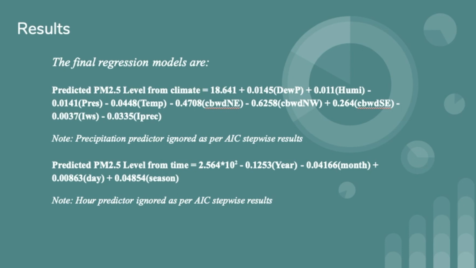So these are the final regression models, broken down by climate as well as time. Note that precipitation in the climate regression model and hour in the time regression model were not included because of the AIC stepwise results as well as the results of the ANOVA. The idea is that this model can be used to predict PM 2.5 level as long as the input predictors are given.